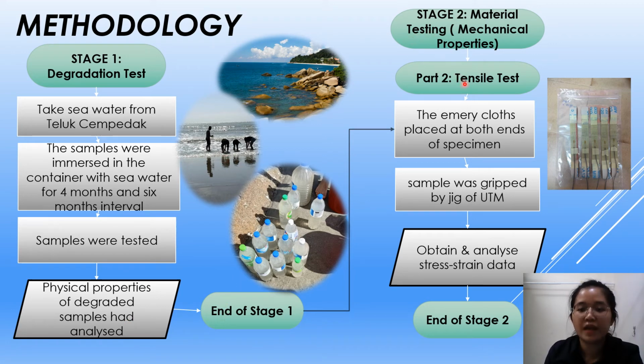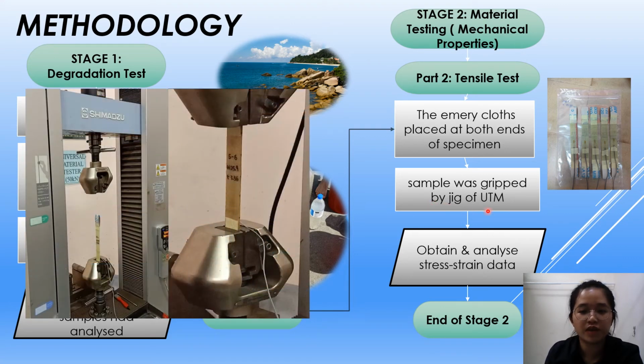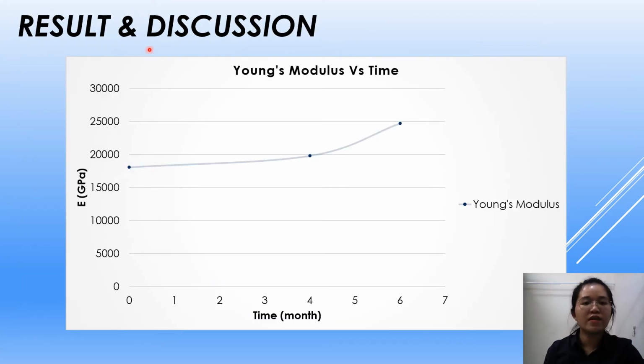For stage 2, the tensile test, the emulsive cloth is placed at both ends of the specimen, and the sample is gripped by the jaws of the UTM, and the stress-strain data will be observed and analyzed. For the result and discussion part, the figure here shows the graph of Young's modulus versus time.